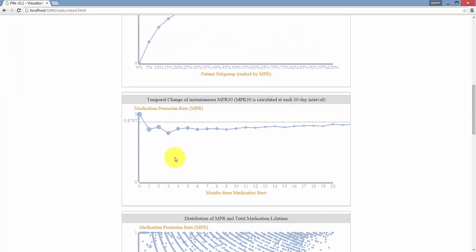This graph shows medication possession rate versus months from medication start date. The size of the graph shows the number of patients. As you can see, the number of patients decreases over time. And also, their adherence pattern changes over time.